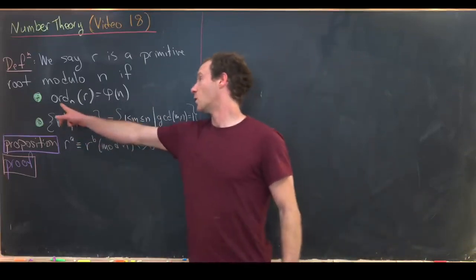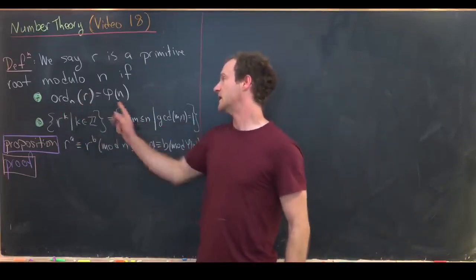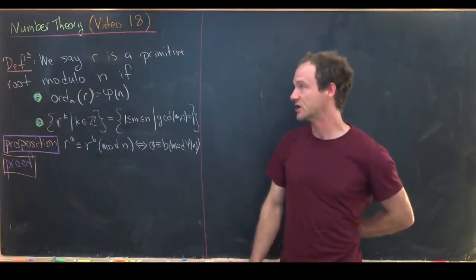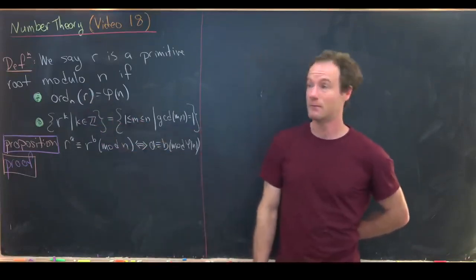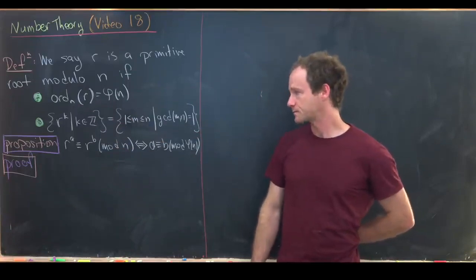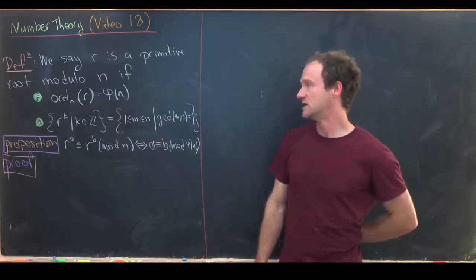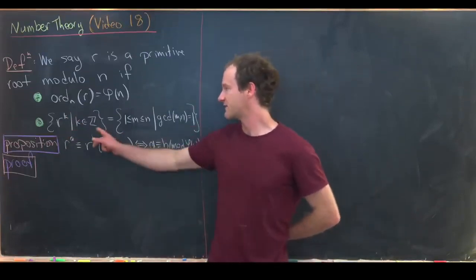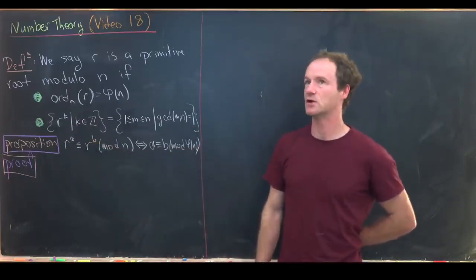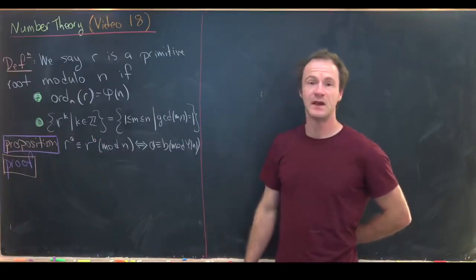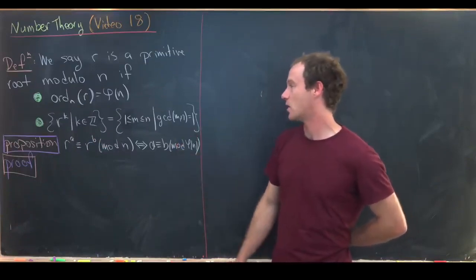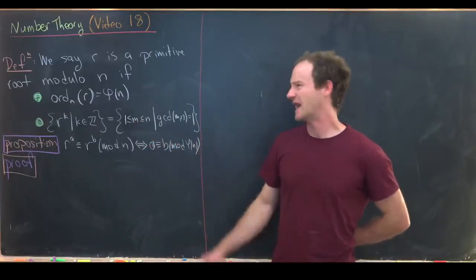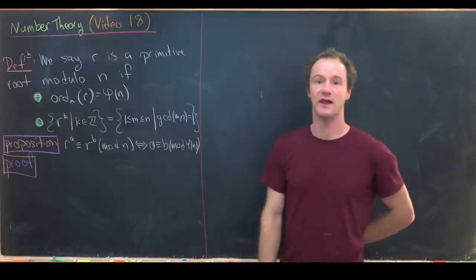So first, the order of R mod n is equal to phi of n. Remember that the order is the smallest non-negative integer, so that when you raise R to that number, you get 1 mod n. But that's equivalent to saying that if we take R to the k for all possible k, we really only need k to go between 1 and phi of n. Then you get the same thing as the set of all integers from 1 to n that are relatively prime to n. And I should say this is all working modulo n.